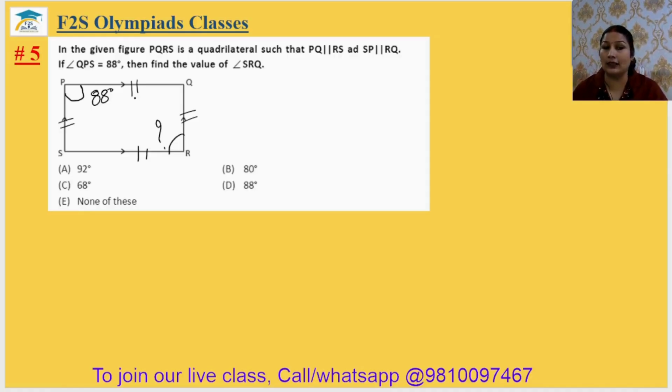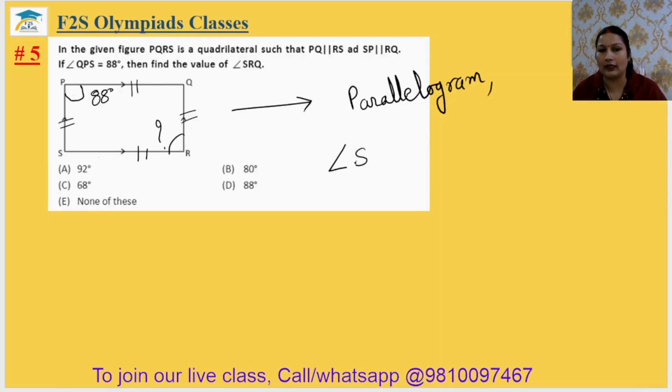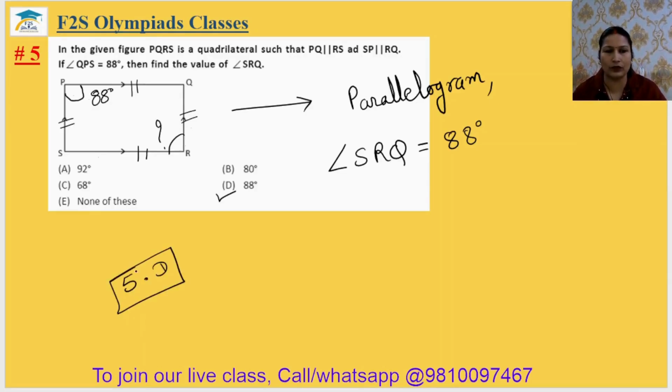So we can see here, actually the opposite sides are parallel to each other. If opposite sides are parallel to each other for both the adjacent sides, then this type of quadrilateral is known as a parallelogram. And the property of a parallelogram says its opposite angles should be equal. So we can say angle SRQ will also be equal to 88 degree. It is in the option number D. The fifth answer is option D.